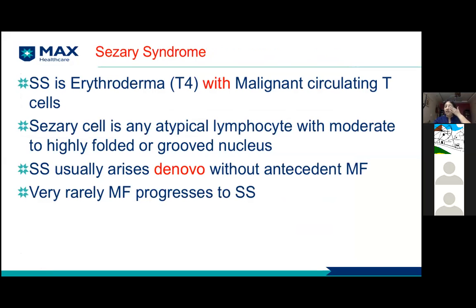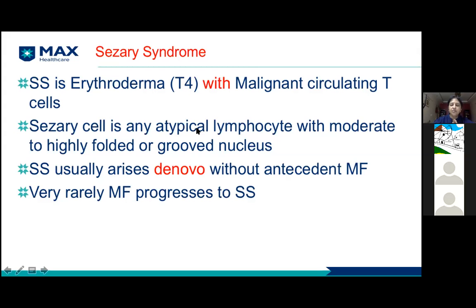Now, my last slide about Sézary syndrome. Sézary syndrome is a combination of T4 plus, which means along with malignant circulating T cells. So if somebody has only erythroderma, no malignant circulating T cells, it is not a classical Sézary syndrome. The patients have to have a combination of T4 disease with malignant circulating T cells.